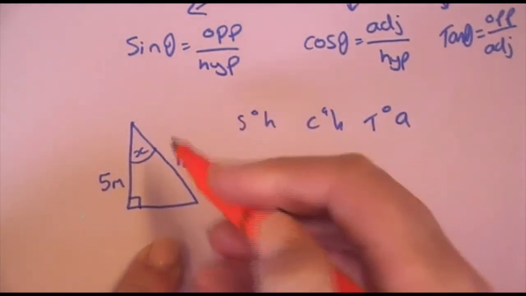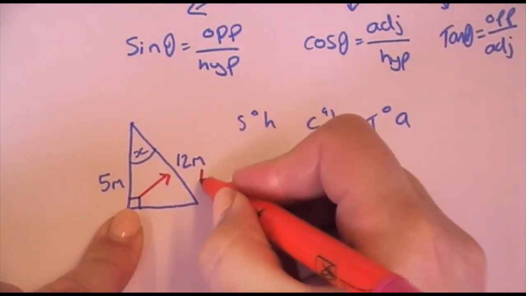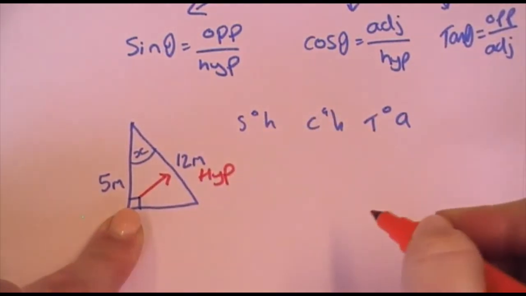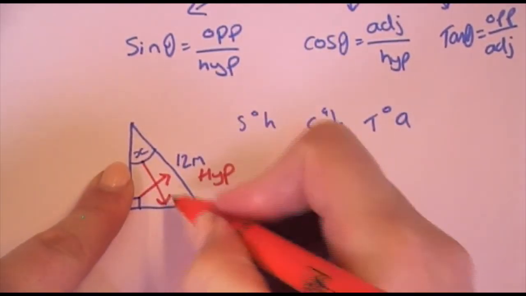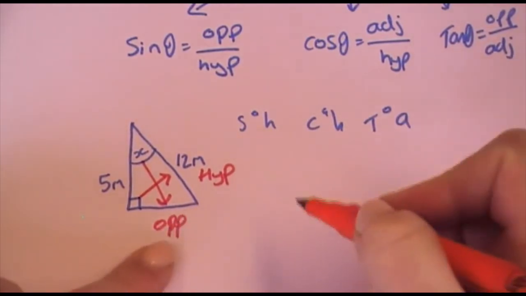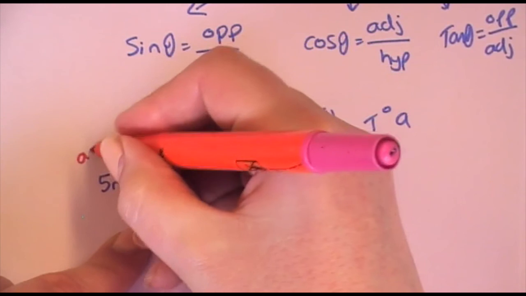Now I need to label my triangle up. I always start with the right angle because opposite the right angle is my hypotenuse, and that's my longest side. Then I go to my theta angle. Opposite that I have the opposite, and then the one that runs alongside both angles is the adjacent.